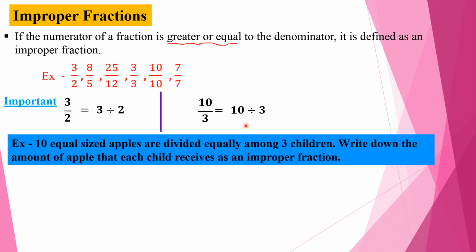Normally we have to divide 10 by 3 because we have 10 apples and we have to divide them among 3 children. Then we have to divide 10 by 3. The first thing is this. We have 10 apples and we have to divide them among 3 children. But the case is we have to write the amount of apple that each child receives as an improper fraction. Now we have to write this one as an improper fraction.